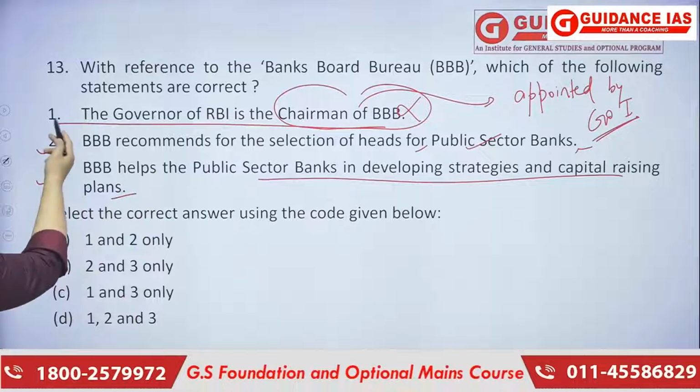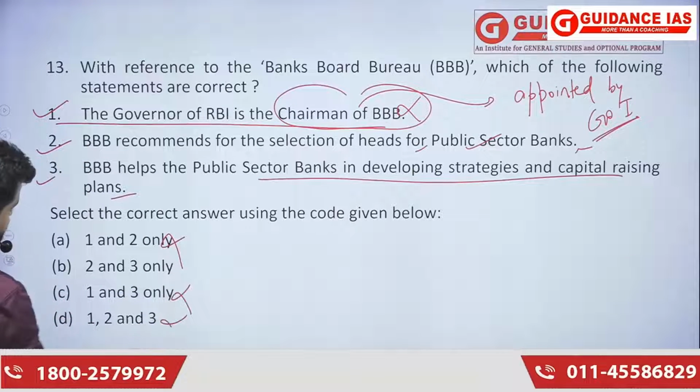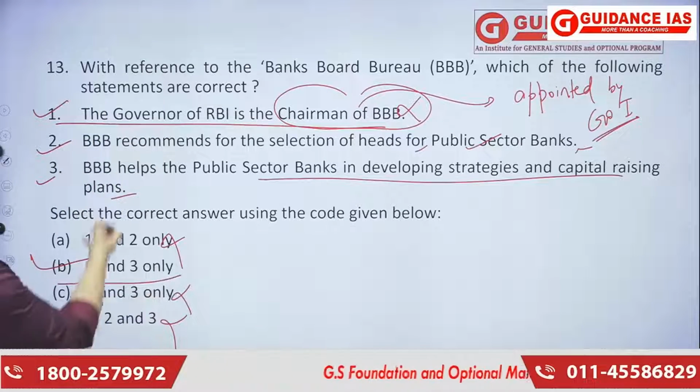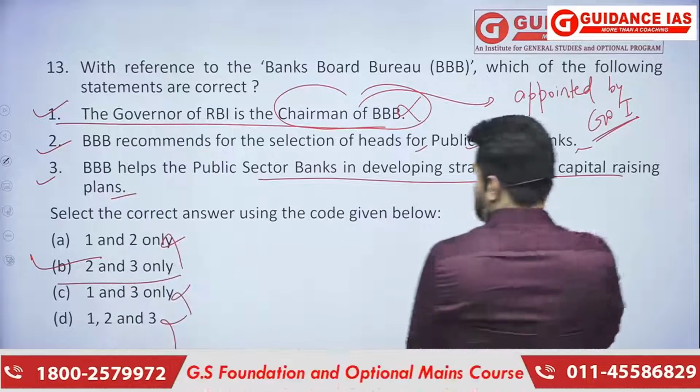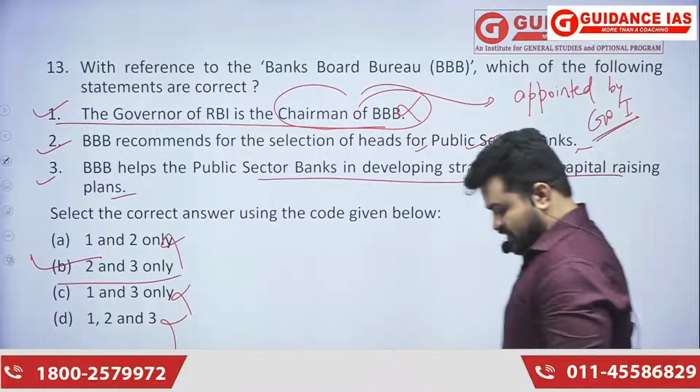Here also, you just eliminate the first alternative and you get the answer. You can see here. Okay, so just eliminate the first statement, and you get the answer. That is, B is the correct option here. Okay.